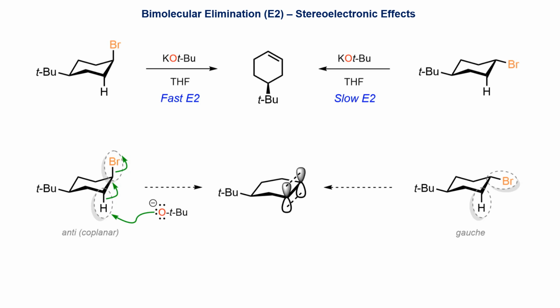On the right, those sigma bonds are aligned in a gauche conformation, which means the molecule has to twist to become aligned for the pi bond. That means more energy, which means a higher transition state and a slower rate of reaction.